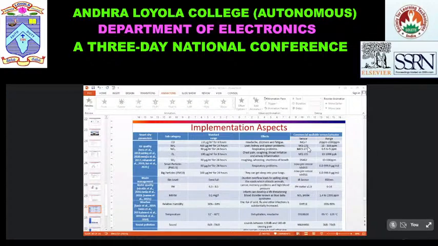If we are not maintaining these within the limit, then we are going to get these effects: headache, drowsiness, some liver and kidney problems, and respiratory problems. That's why a keen monitoring of these harmful gases in the environment is very essential.